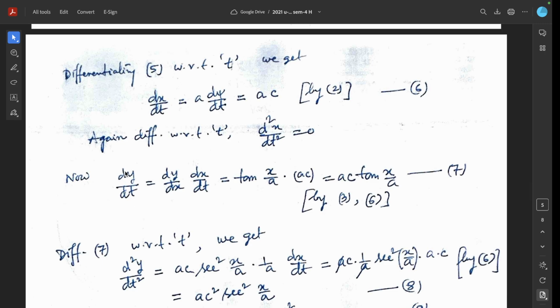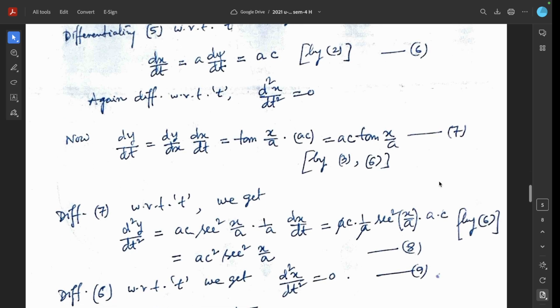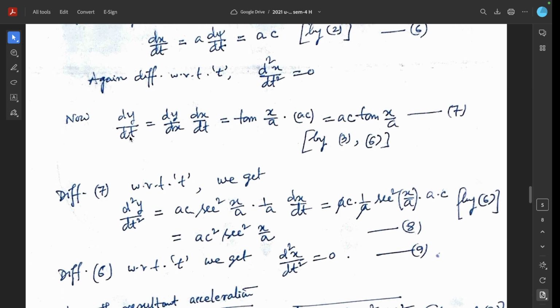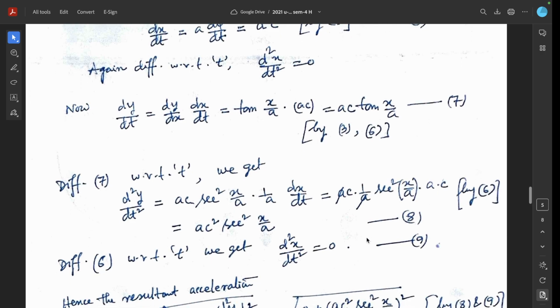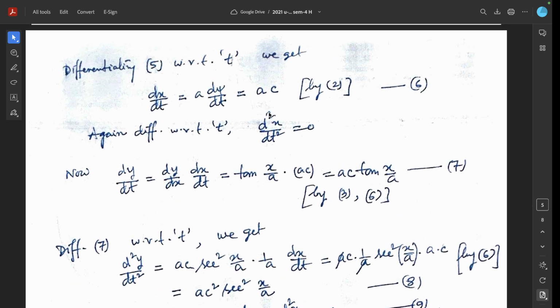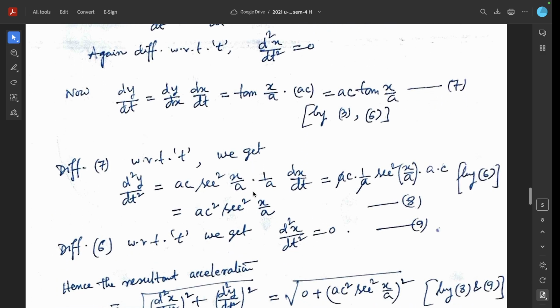Again, now dy/dt equals dy/dx times dx/dt. Here dy/dx equals tan(x/a), and dx/dt equals ac from 3 and 6. So this is equal to ac tan(x/a), equation 7. Differentiating 7 with respect to t, we get d²y/dt² equals ac² sec²(x/a), equation 8. And differentiating 6 with respect to t, we get d²x/dt² equals 0.